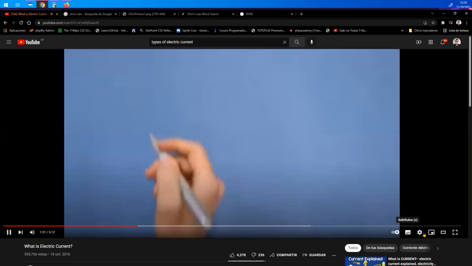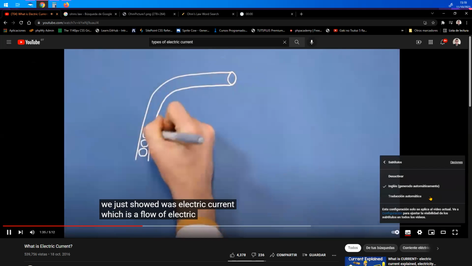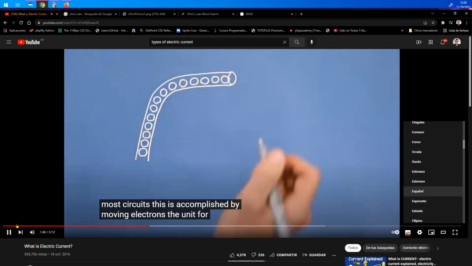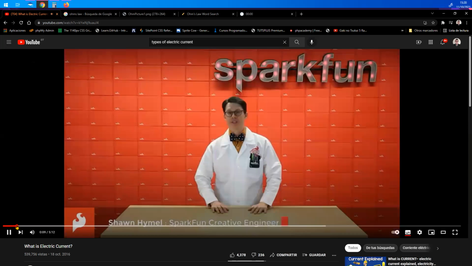What we just showed was electric current, which is a flow of electric charge. In most circuits, this is accomplished by moving electrons. The unit for measuring current is the ampere, which is often abbreviated.